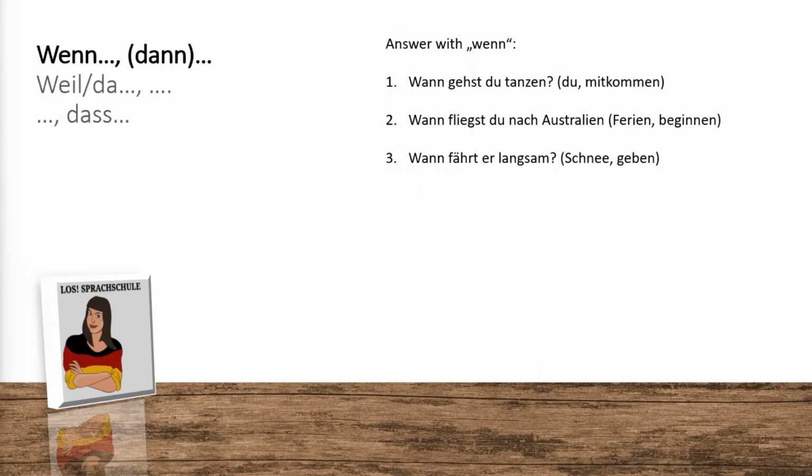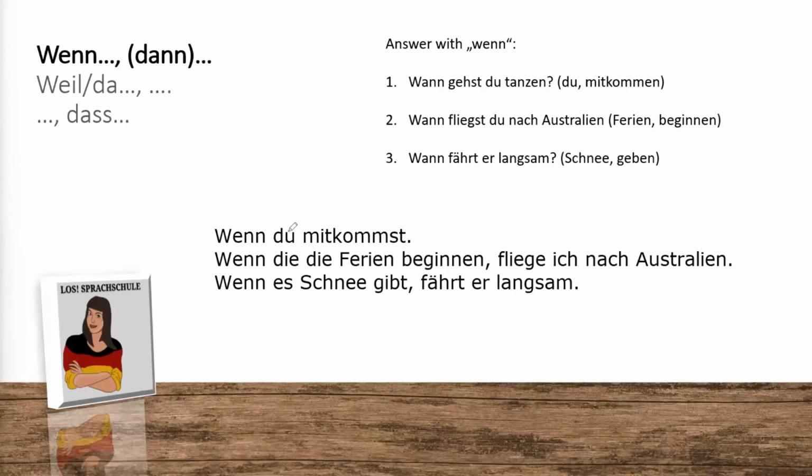Next exercise. Answer to the questions with when. Wann gehst du tanzen? Wenn du mitkommst. When are you going to dance? When you will join. Wenn du mitkommst. This is a really typical way to answer a question, a conditional situation. When you join me, I will go. We don't have to say, wenn du mitkommst, gehe ich tanzen. Of course we can, but we don't have to.